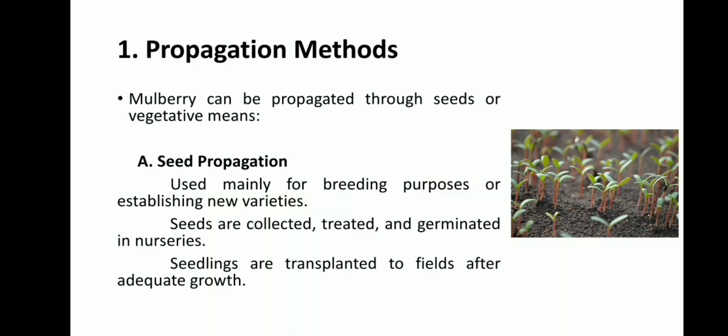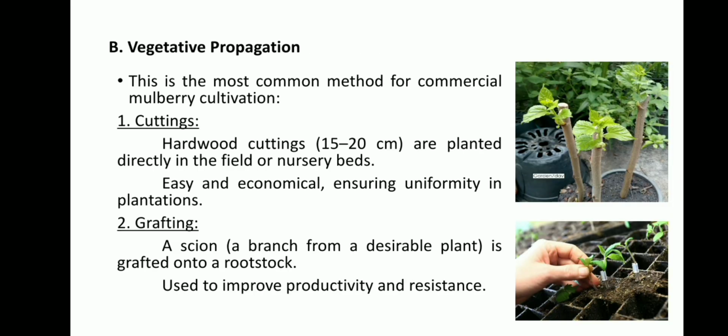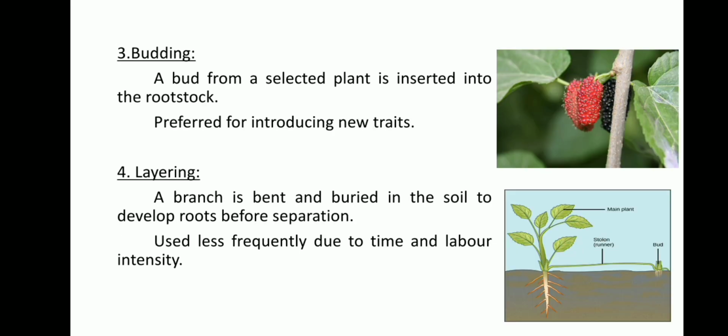Propagation methods: mulberry can be propagated through seeds and vegetative methods. Seed propagation is used mainly for breeding purposes or establishing new varieties. Seeds are collected, treated and germinated in nurseries. Seedlings are transplanted to fields after adequate growth. Then vegetative propagation. There are 4 types of vegetative propagation: one is cuttings, second is grafting, third is budding and the fourth is layering.